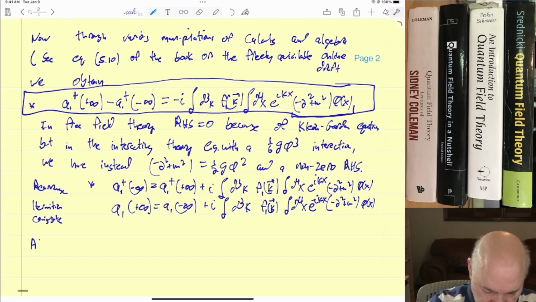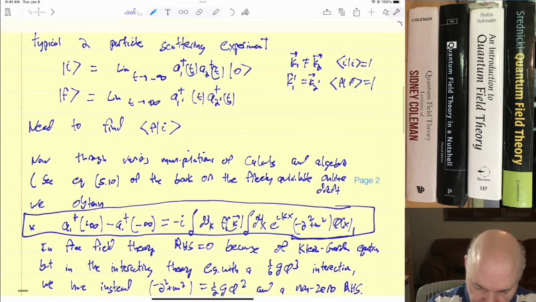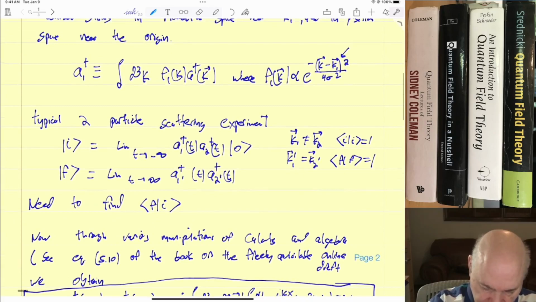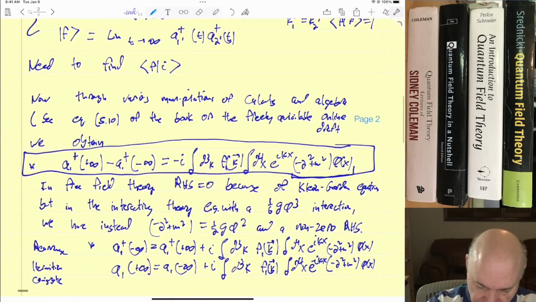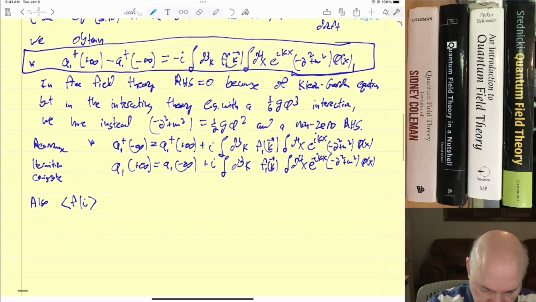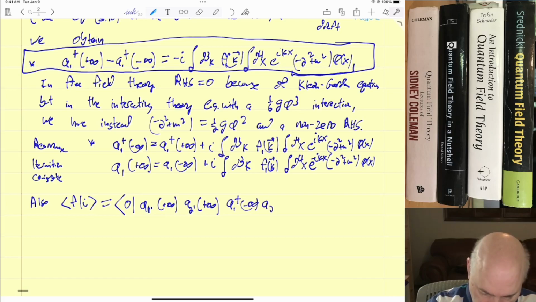Also, by definition, if we just substitute in the matrix elements f_i, I think above earlier we had these definitions over here, so if I substitute those in, we get that this is equal to <0| a1' at plus infinity, a2' at plus infinity, a1 dagger at minus infinity, a2 dagger at minus infinity |0>.